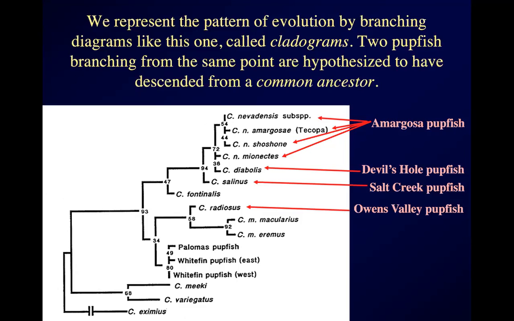So Cyprinodon radiosus, the Owens Valley pupfish, shared a common ancestor if you went back in time with Cyprinodon macularius. And all of the Amargosa pupfish shared a common ancestor with the Salt Creek and the Devil's Hole pupfish. And then all of those share a common ancestor with a species called Cyprinodon fontinalis, and so on. That's what a cladogram is. It's a hypothesis of relationship through common ancestry.